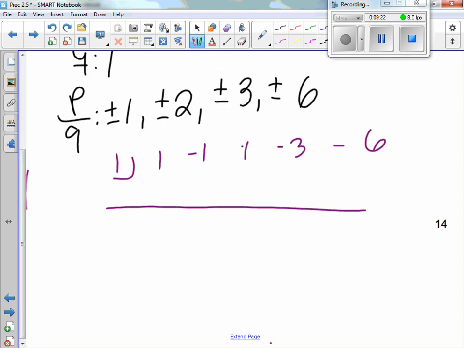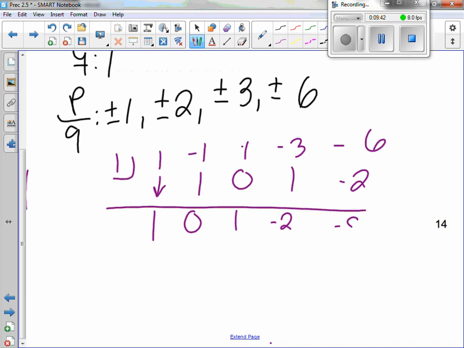I'm going to start off with positive 1, because that's one of the possible ones, yes? 1 times 1 is? Negative 1 plus 1 is? 1 times 0. 1 plus 0. 1 times 1. Negative 2. 2. Negative 8. Did that work? Nope.